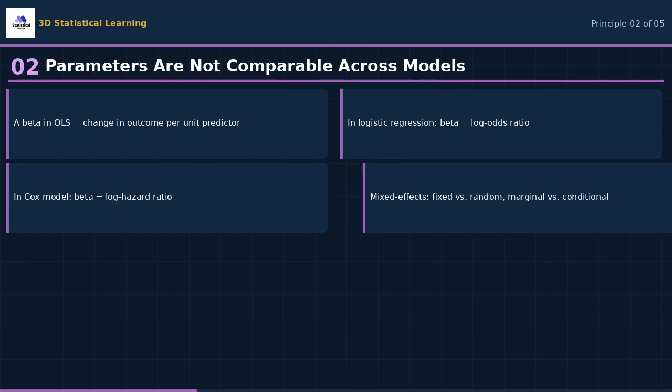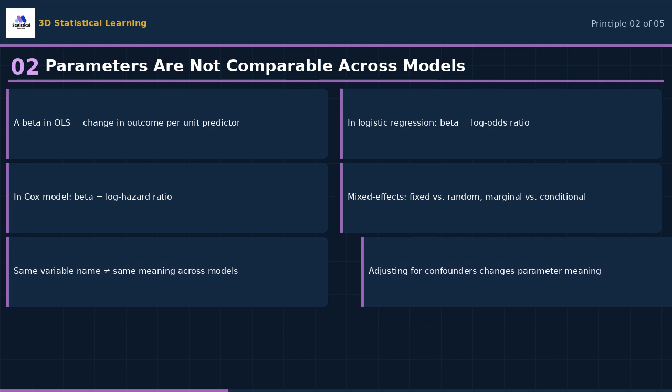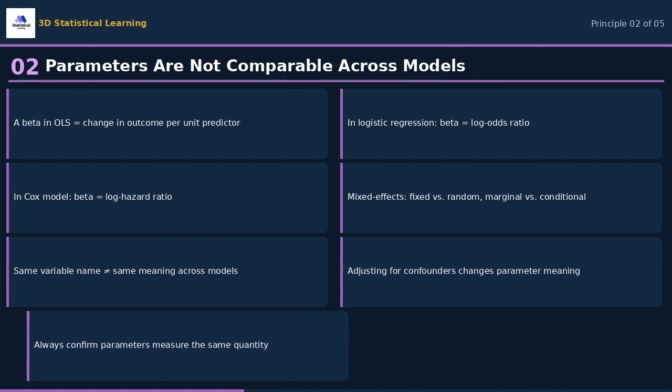In logistic regression, the coefficient is a log odds ratio. In a Cox proportional hazards model, it is a log hazard ratio. In a mixed effects model, the interpretation depends on whether you are looking at fixed or random effects, and whether you used marginal or conditional specifications. Even within the same model class, parameters are incomparable if the models differ in covariates, link function, scale, or distributional assumptions. A parameter estimated without adjusting for a confounder is not the same as one from a fully adjusted model, even if the variable name is identical.